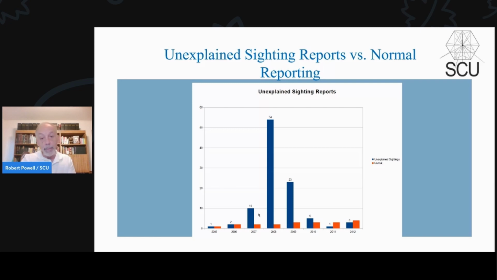And now if you look farther into the future for the years 2010, 11, and 12, you can see that the reporting level in Stephenville, which is represented by the dark blue, is now pretty much the same as what would be expected, which are the orange bars. Next slide.